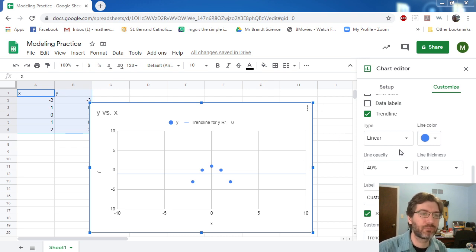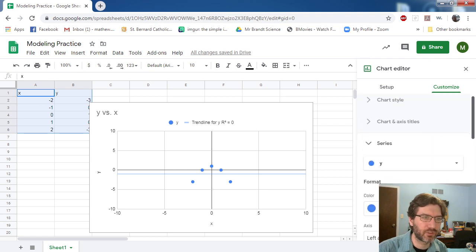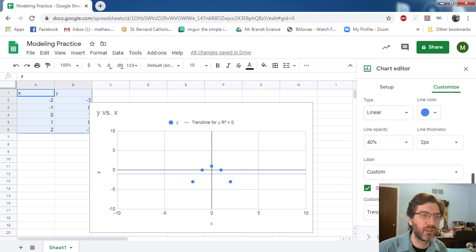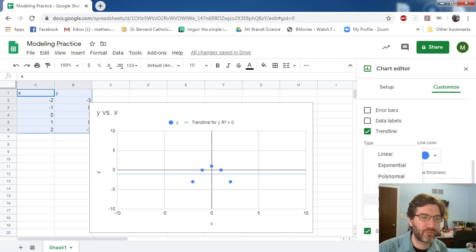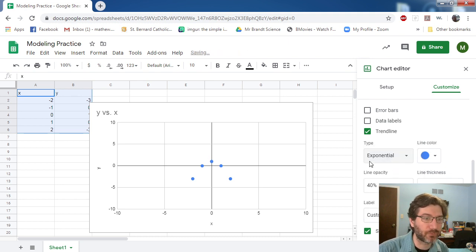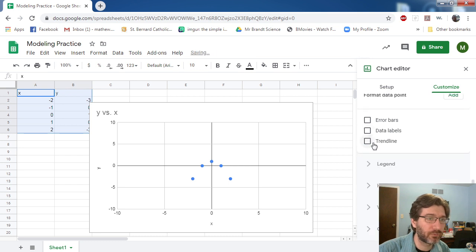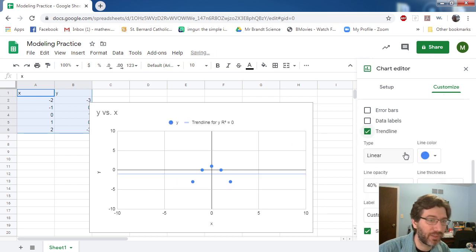So we're going to come back over to our customization. I think we're in series still. Yeah, we're under series still. And you're going to change this from linear to another one. And look, you've got all these different options. Let's go to exponential next because it's next on the list, and we know it's not exponential just by looking at it. But let's put it as exponential, and we're going to add a trend line for that as well.